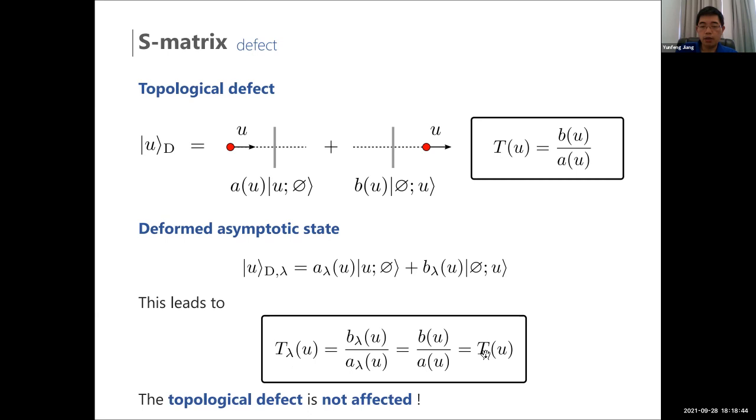So then if you take their ratio, the transmission amplitude is not deformed. It's precisely the same as the undeformed transmission amplitude. So I think this should be physically very reasonable because these defects are topological. So we know by definition, something topological is not sensitive to the metric.